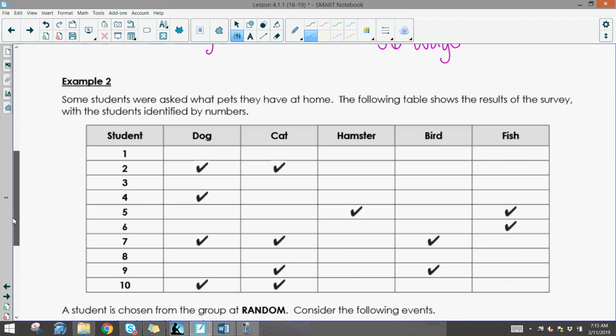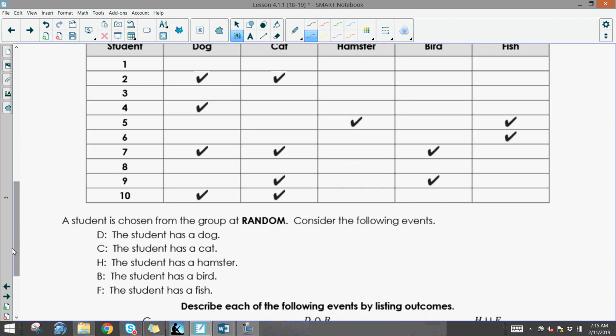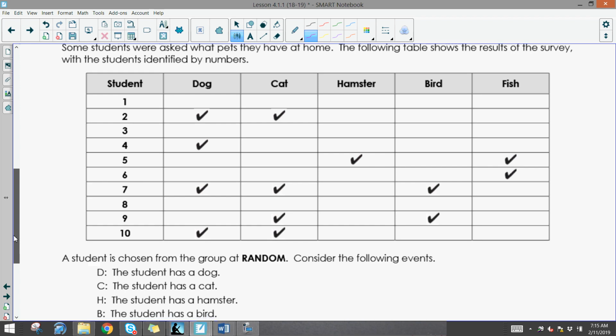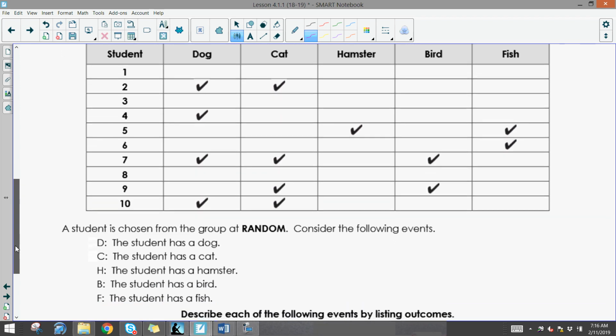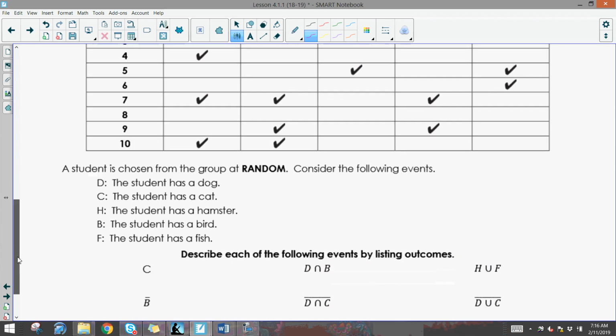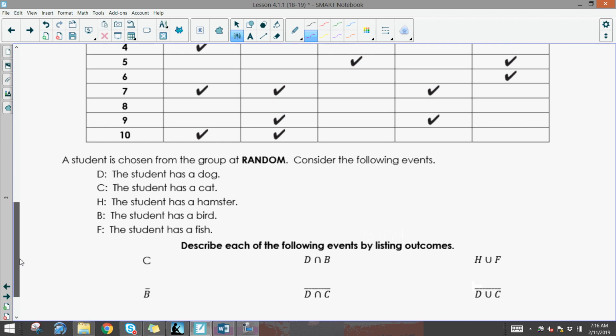All right, if you look at example number 2, it says some students were asked what pets they have at home. The following table shows results of the survey with students identified by numbers. A student is chosen from the group at random. Consider the following events. We always try in probability to make sure that we use pretty typical letters, like dog is D, so on and so forth. D is dog, C is cat, H is hamster, B is bird, and F is fish. This says describe each of the following events by listing outcomes. So we're just going to look at the chart.